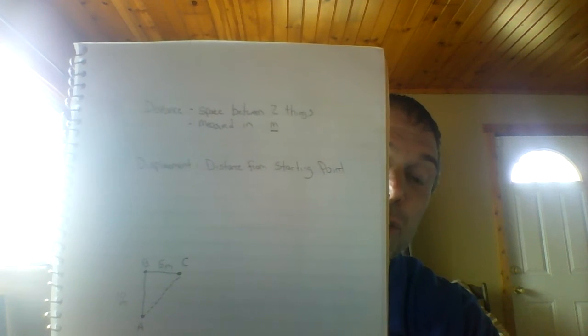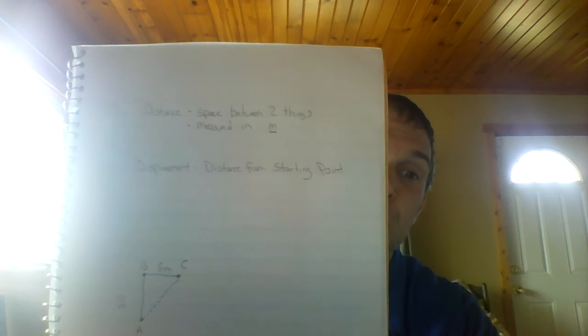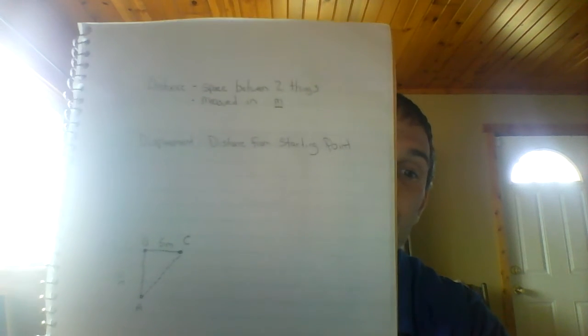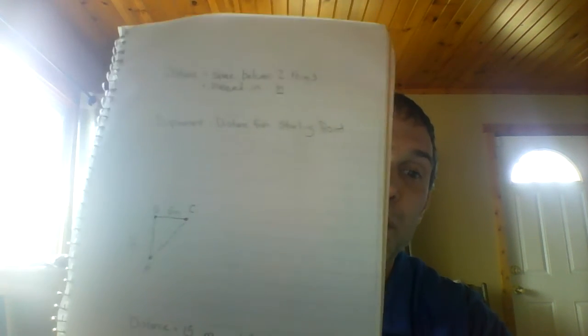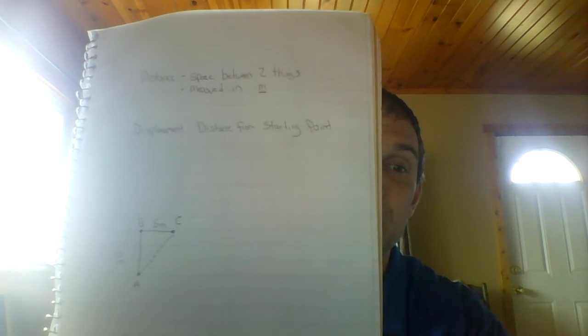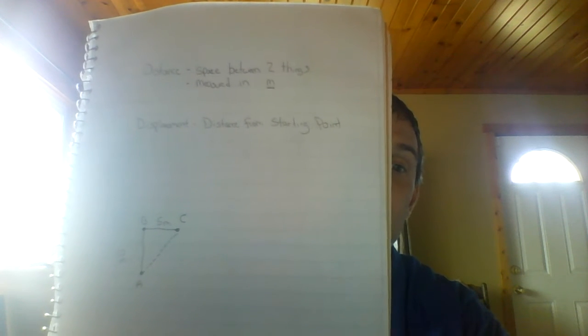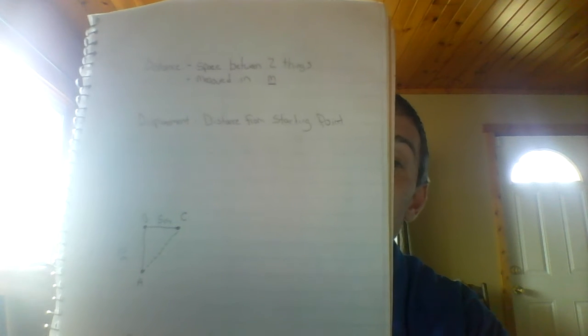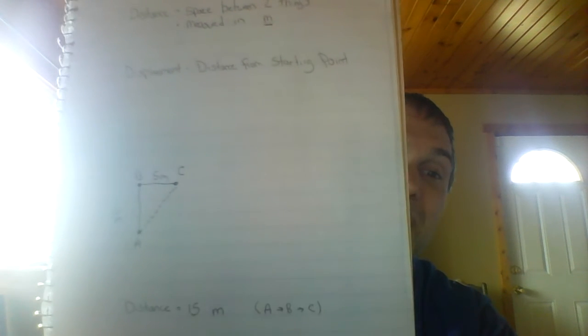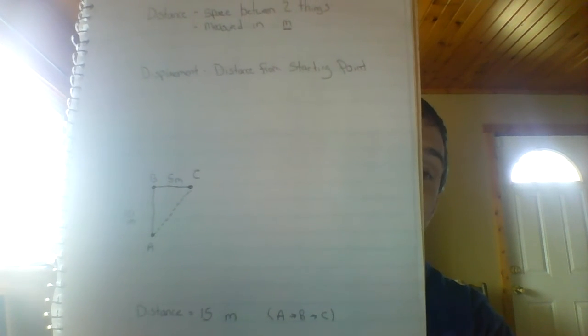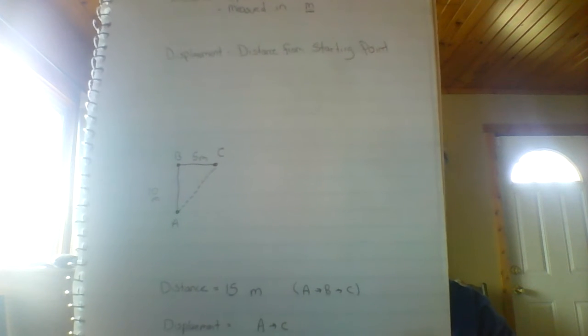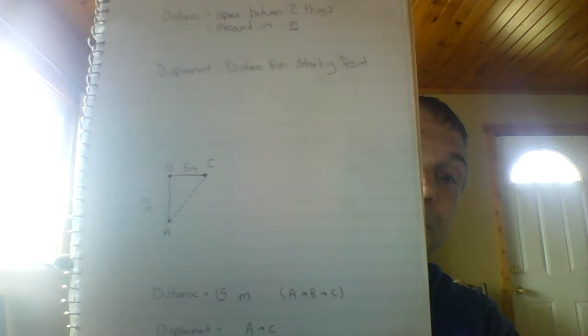Displacement is the distance you are from your starting point. For example, if we look at the drawing down below and we travel from point A to point B, which is 10 meters, and then from point B to point C, which is 5 meters, we would have traveled a total distance of 15 meters. Obviously, add the distance from A to B to the distance from B to C.